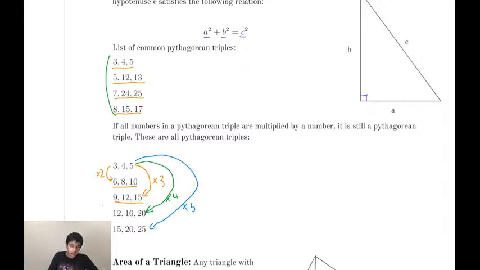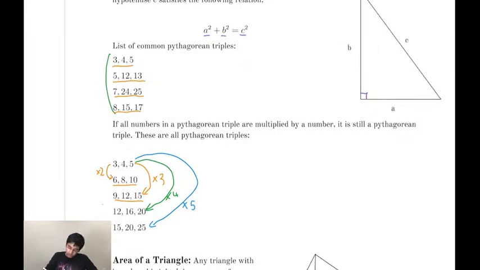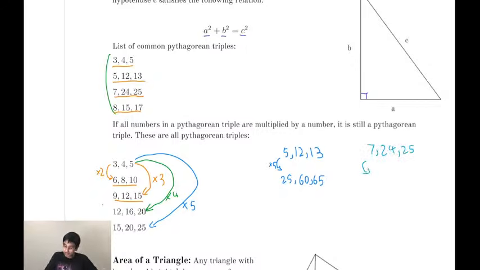Whenever you multiply all the numbers by any constant, it's going to be a Pythagorean triple. And that works for other Pythagorean triples too. So if you have 5, 12, 13, for example, and you multiply all terms by 5, you get 25, 60, 65. This is also another Pythagorean triple. You multiply another one, let's say 7, 24, 25, by another constant, and you get more Pythagorean triples. So 14, 48, 50.